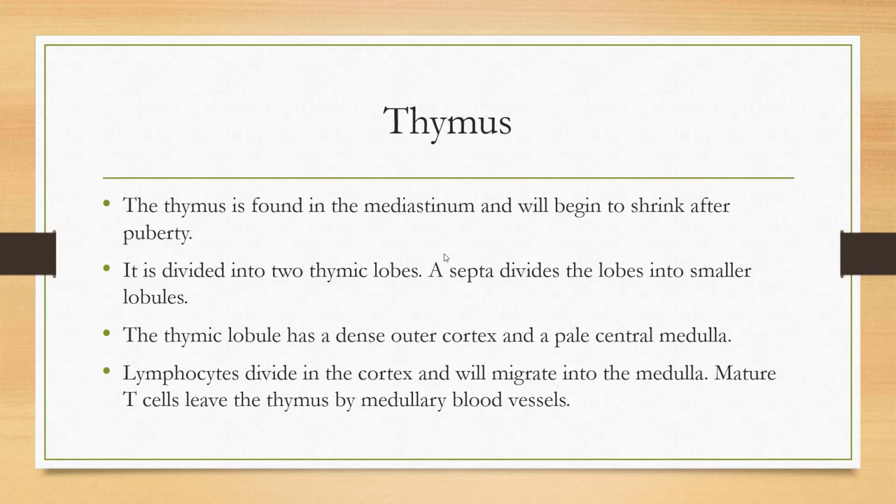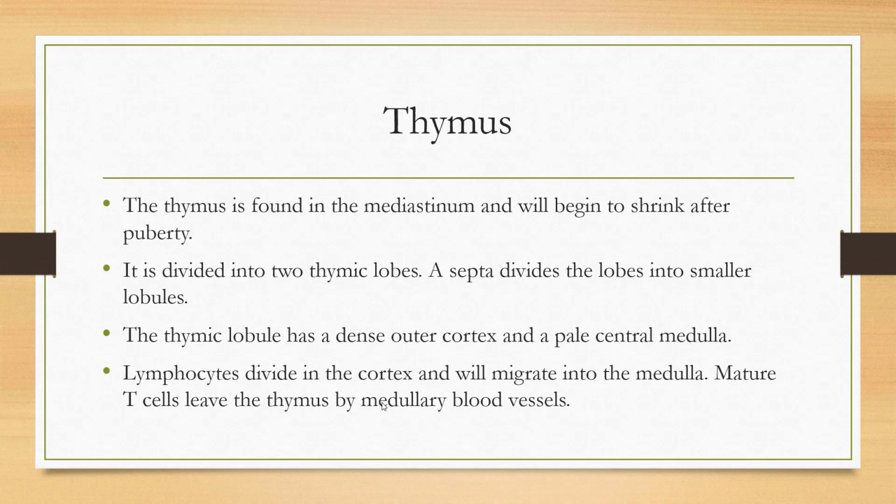It's divided into two thymic lobes, and a septa or a wall will divide the lobes into smaller lobules. The thymic lobule has a dense outer cortex and a pale central medulla. Lymphocytes divide in the cortex and will migrate into the medulla. Mature T cells leave the thymus by medullary blood vessels.